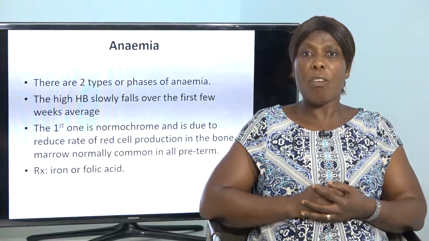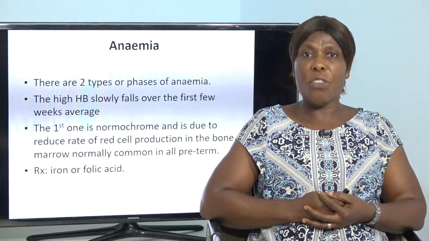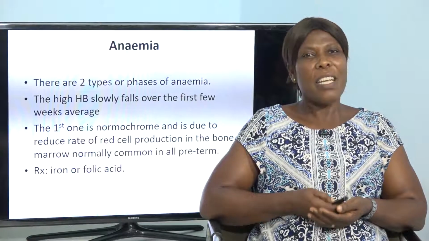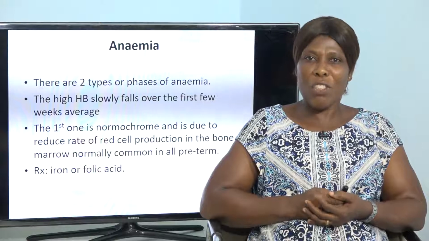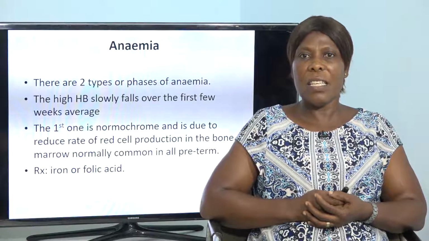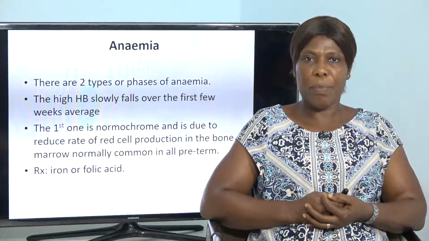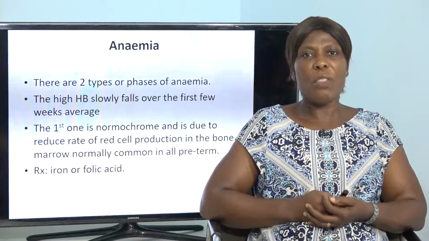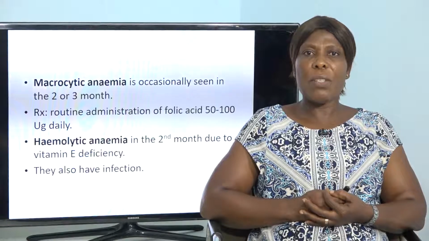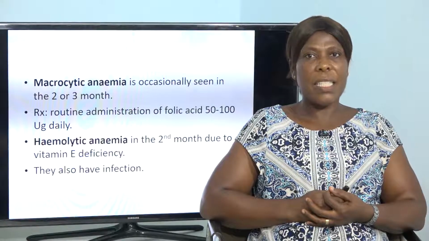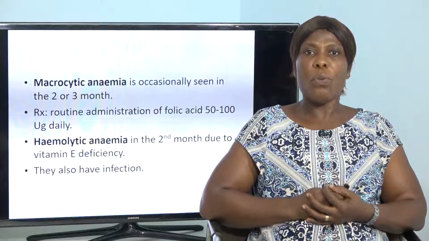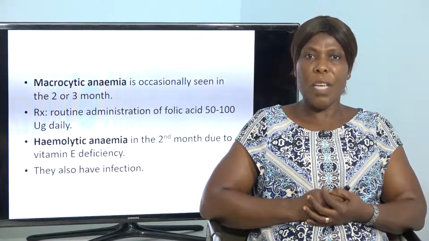The first one is the normochromic anemia, and is due to what? Reduced rates of the red blood cells production. You know, because they are not matured enough, the red blood cells too are not enough to mature. And this is very common in the preterm baby. Reduction in the rates of what? Red blood cells production. So what do we do for them? You need to fortify their feed with what? Iron or folic acid. And then we also have the microcytic anemia, occasionally seen in the second and then the third month of the baby's life.